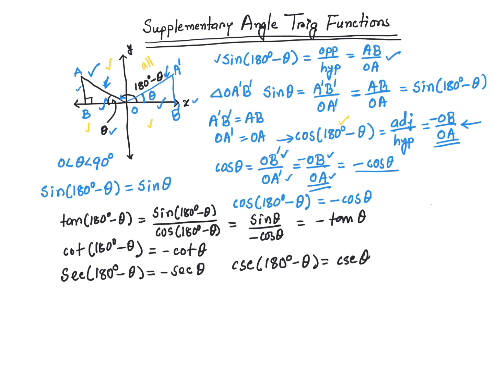That's pretty much it for supplementary angles. I have walked you through the process for finding the values for sine 180 minus theta and cosine 180 minus theta, and from those two values you could derive the other ones. I hope that this discussion was helpful. Thank you very much.